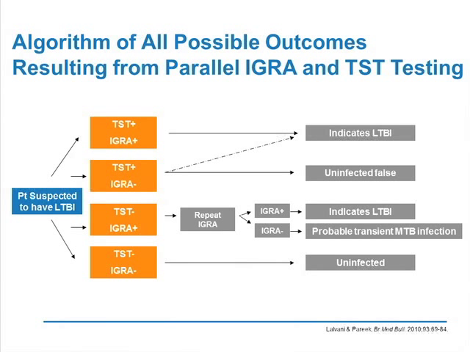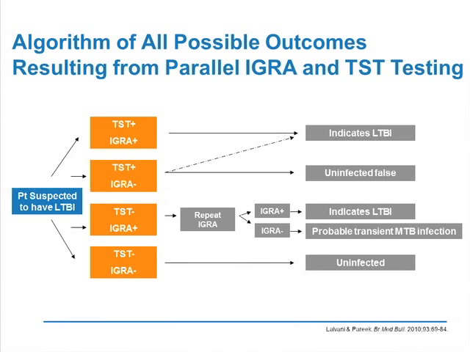This is one algorithm one might consider in looking at IGRAs and TST testing in the population. If you do both and both are positive, on the far left, you have evidence of LTBI and the need for treatment. However, if one is positive, which is the 2 middle boxes, TST positive, IGRA negative, you could observe the patient. However, if there is strong evidence of TB infection, a TST reaction of 25 millimeters, for instance, or a very abnormal chest X-ray, that in itself might be strong evidence for positive LTBI and the need for treatment.